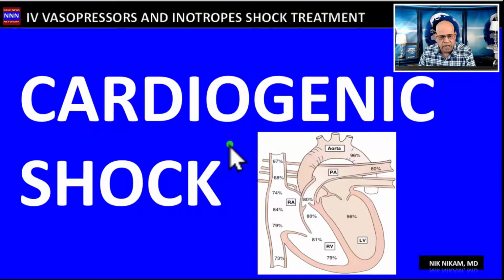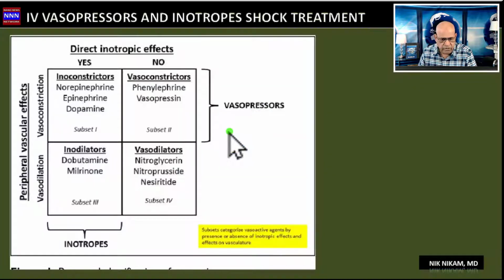I also have a separate video on cardiogenic shock, which talks about things that are very specific to the myocardial damage and cardiogenic shock, and what are the things we need to focus upon when treating patients with cardiogenic shock. So let us begin with the main feature presentation, that is intravenous vasopressors and inotropes for treatment of shock.